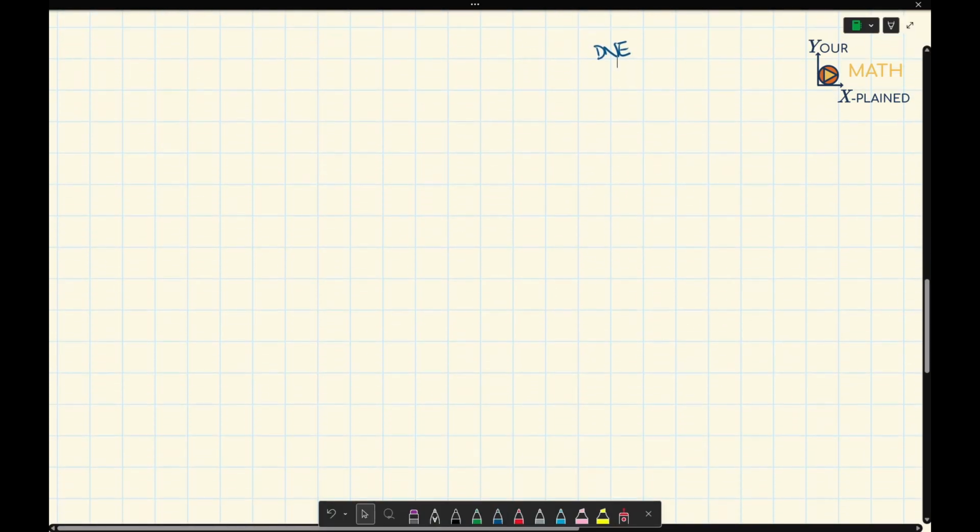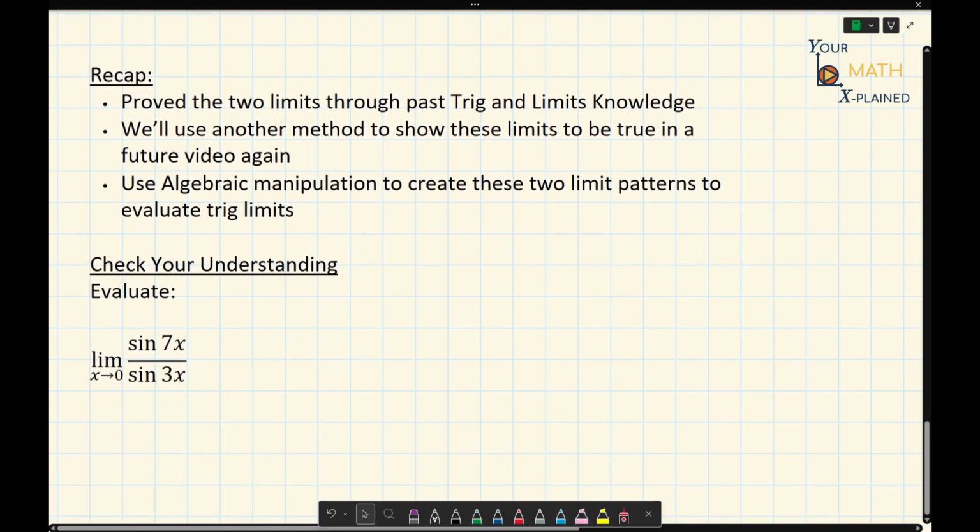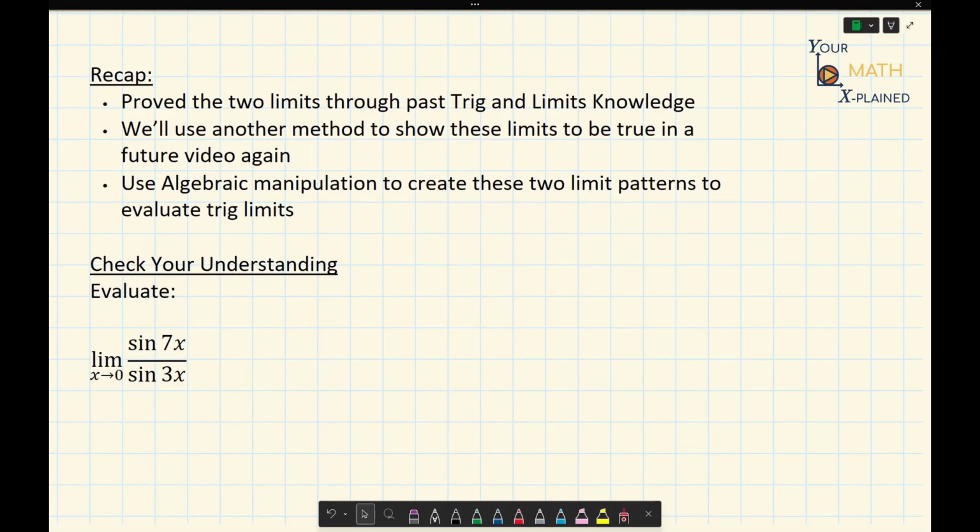And now let's do a quick recap of what we covered in this video. We proved these two trig limits through past trig and limits knowledge. And we're actually going to revisit these two limits again in a future video where we will show another method to prove them. That is going to be much simpler. Then we looked at a couple more examples where we had to use algebraic manipulation to create these two limit patterns in order for us to evaluate trig limits.